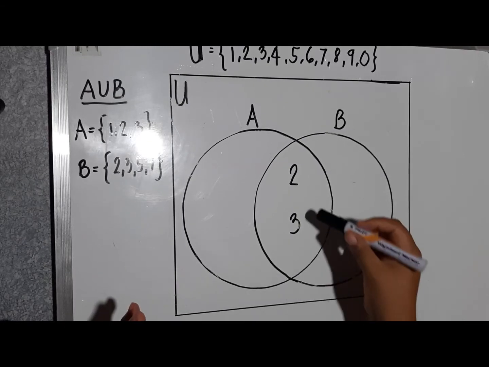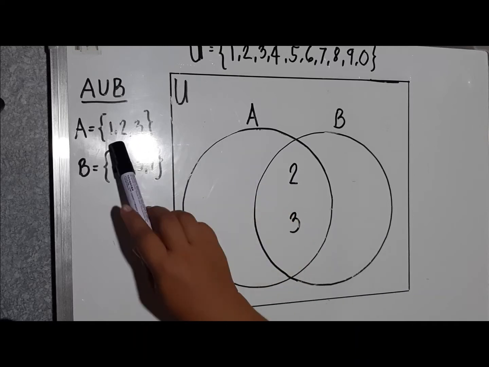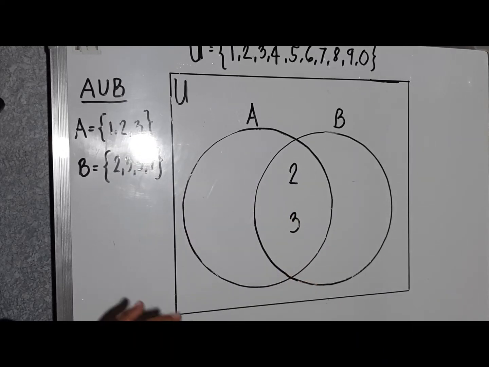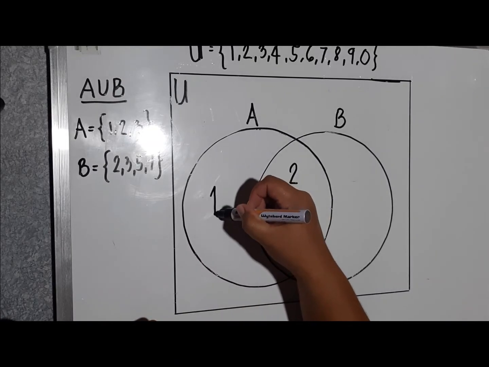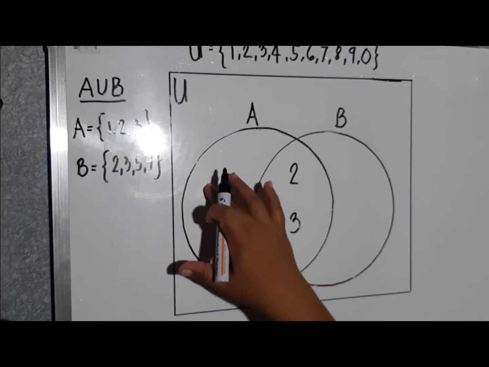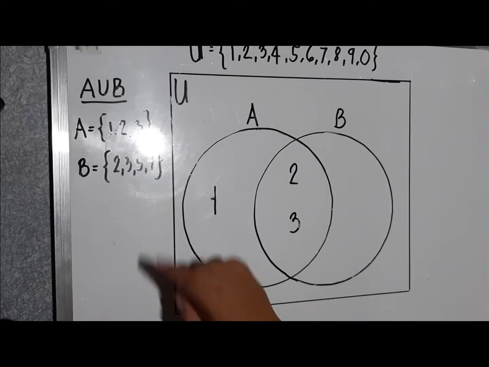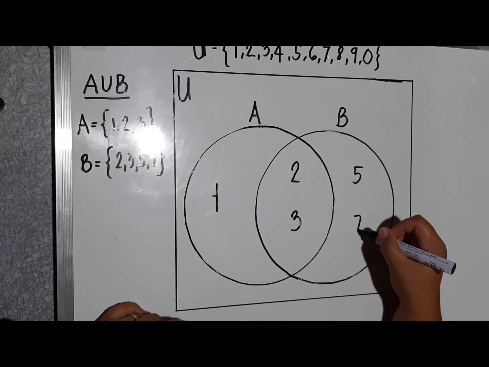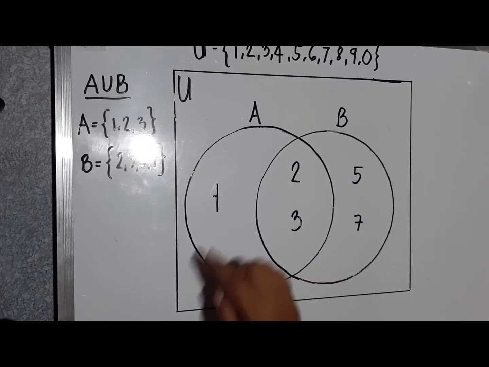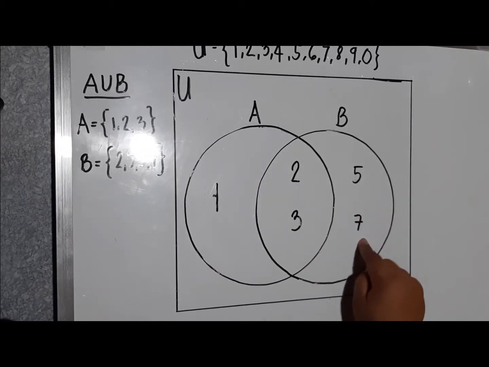Now, after writing the common elements, what is left in A that hasn't been written yet? We have 1 left. So you write 1 inside A but not in the overlapping portion. And how about B? What is left? We have 5 and 7. Anywhere in B is fine. Now, A is 1, 2, 3 and B is 2, 3, 5, 7.